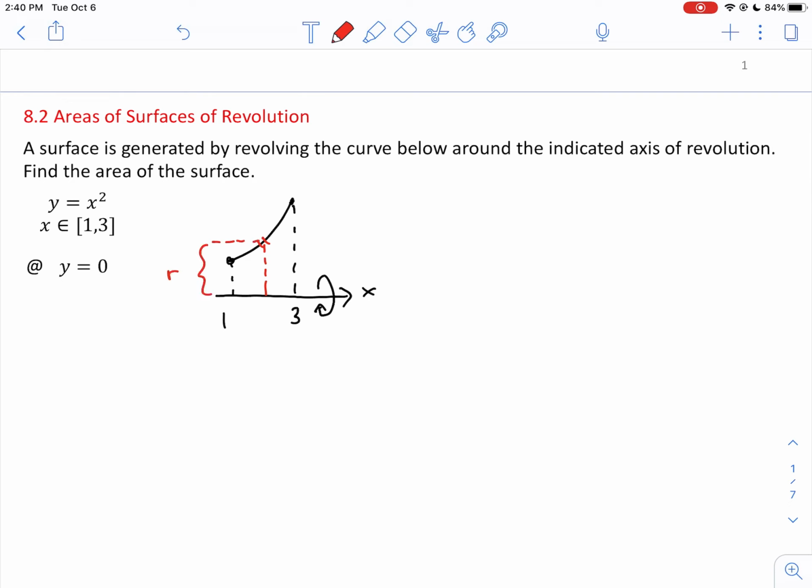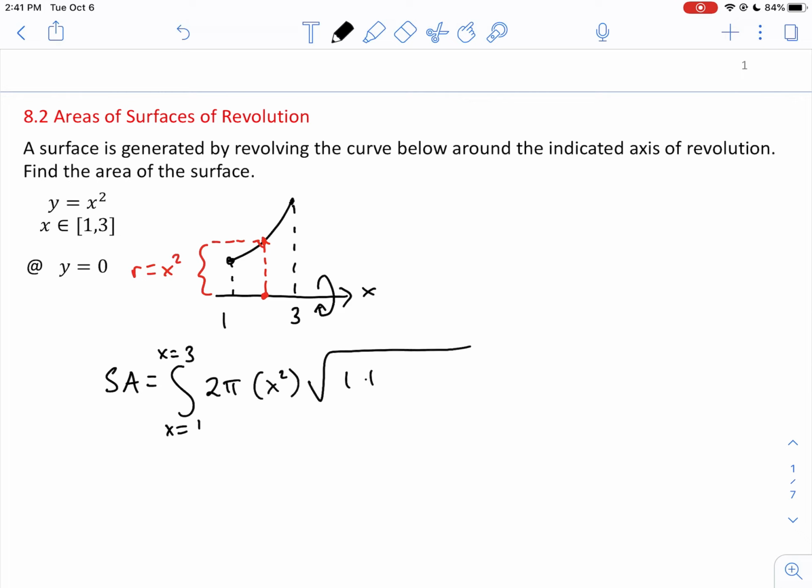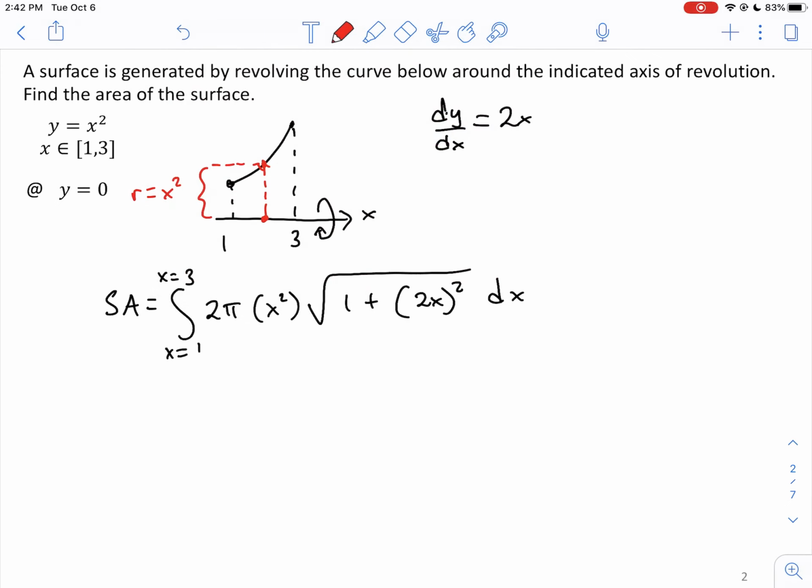Well, the length from the x-axis to the curve is given by the y-coordinate. So you could just say y, but we want to do this in terms of x, so we're going to say x squared instead. And that's really the hardest part of doing this, is determining what that r is. And so our setup is going to be the surface area is equal to an integral, x equals 1 to x equals 3, 2 pi r, and the radius is just x squared in terms of x. The ds will be the square root of 1 plus, and then we put the derivative of y with respect to x, which is just 2x, and that's what goes inside these parentheses, and that needs to be squared, and then you finish off with the dx. I'm not going to actually do these integrals by hand, but you're welcome to do it.